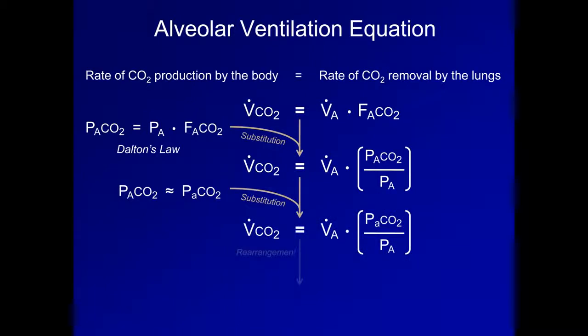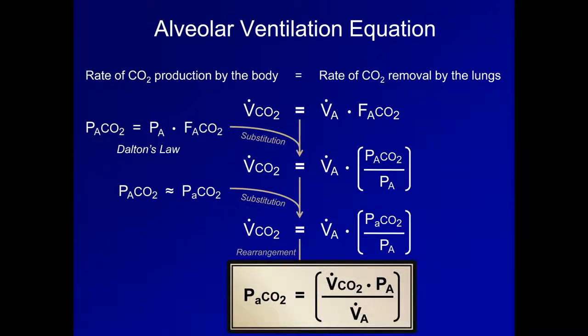Simple algebraic rearrangement leads us to this. P little a CO2 equals the rate of CO2 production by the body times the intraalveolar pressure, which is normally equal to the barometric pressure, divided by alveolar ventilation.